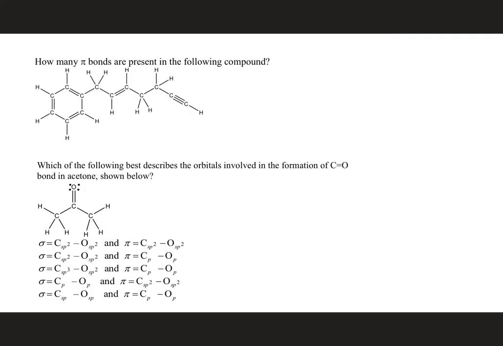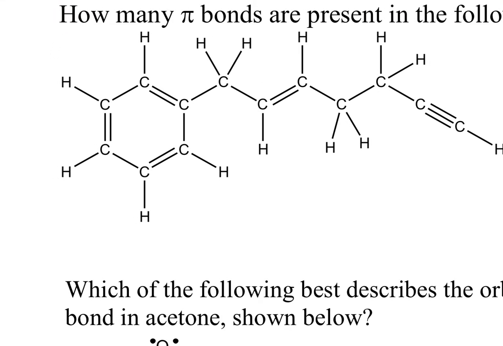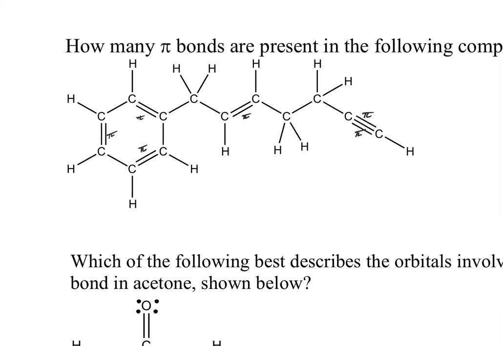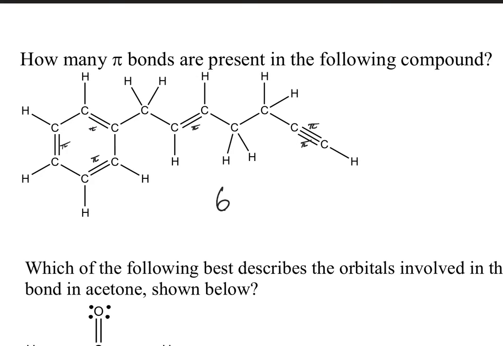How many pi bonds are present in this compound? Well, we have a pi bond here, pi bond here, pi bond here. There's going to be a pi bond there, and there's going to be 2 pi bonds here. So we have 3 in the ring and then 3 others, so there are 6 pi bonds.